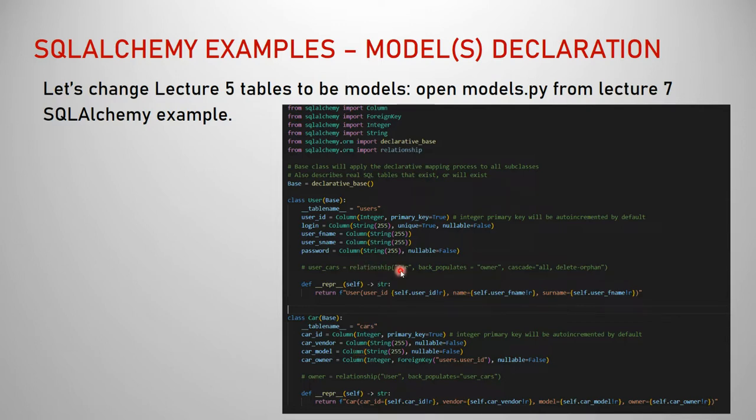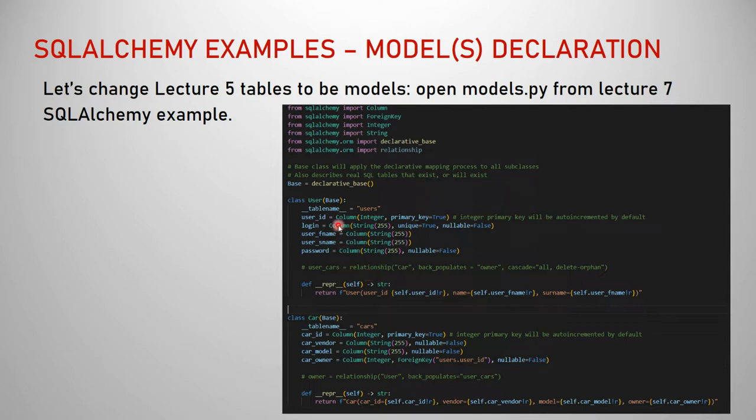In the relationship, the first argument should be the class name in a string value. So the car here is the same as the class here, car. And we have back populates owner. So we are getting all the related cars from the cars table in the user attribute. So user cars is going to be an attribute, guys. This is an attribute of the class, but this won't be appearing in the table.